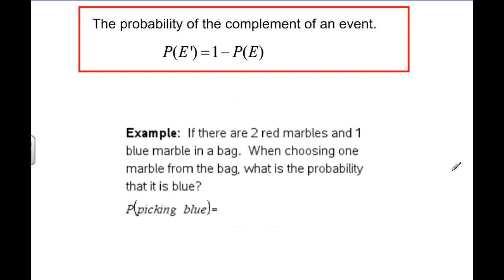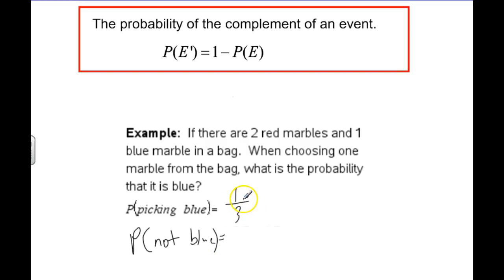Last idea is this idea of a complement. 2 things are complements if they're the exact opposite. So look at this example here. What's the probability of picking blue is a very easy question. It would be 1 out of a total of 3 marbles is blue. But that's the complement of that. The complement of picking blue is not picking blue, or not blue. So what's the probability of not picking blue?